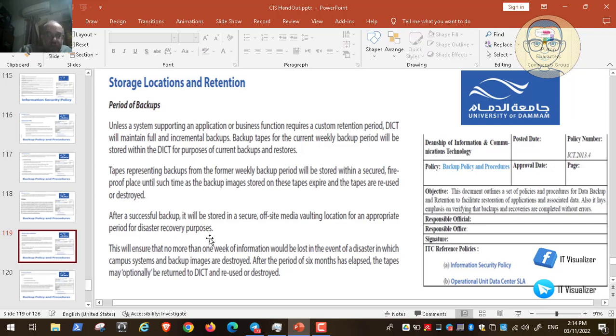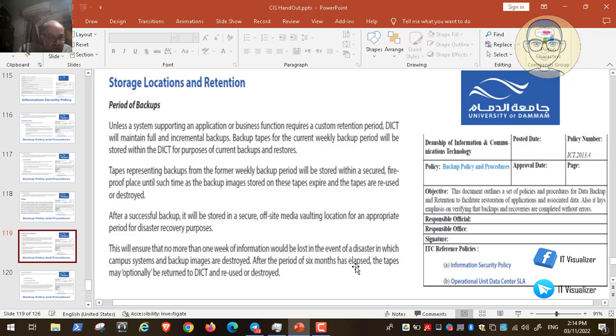The other weeks should be stored in a fireproof safe, and you should also have a third location, an off-site location, to save data. After a period of 6 months has elapsed, the tapes may optionally be returned to the ICT and reused or destroyed. So he's saying here that the off-site tapes can be returned after 6 months, and it is optional; they can be reused or destroyed.